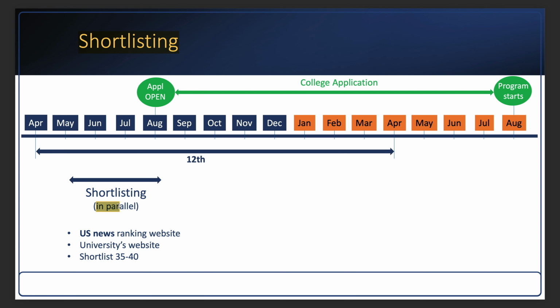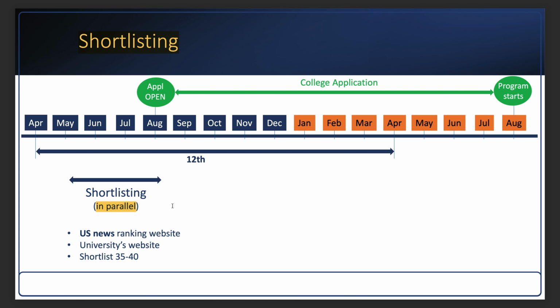There are 4,000 educational institutions, universities, colleges in US. Obviously, not all of them are the best fit for you, and you don't want to apply to all of those either. And it is not possible either. Shortlisting is something that you cannot do in one day or 1 week. You have to do it in parallel.